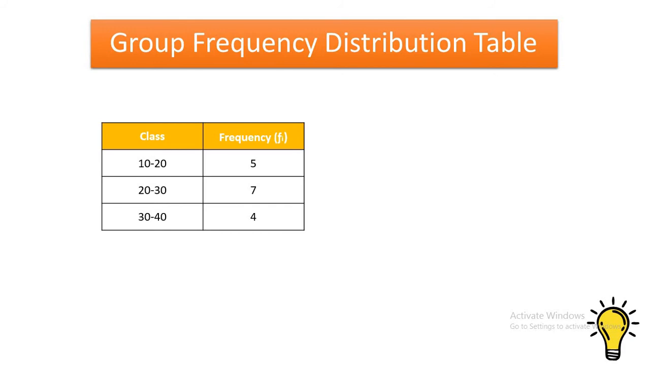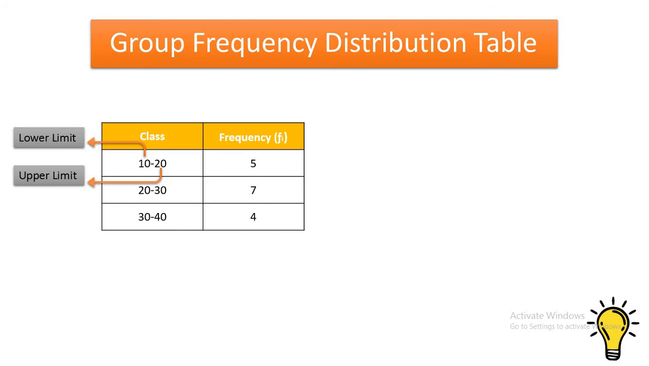Now, a class always has two important terms, that is the lower limit of the class and the upper limit of the class. For instance, in the given example, the lower limit of the class is 10 years and the upper limit of the class is 20 years.